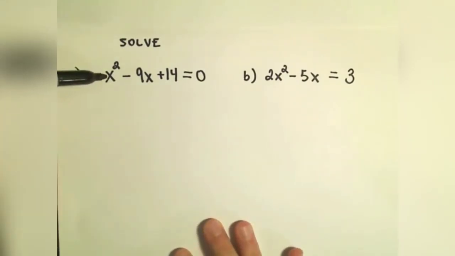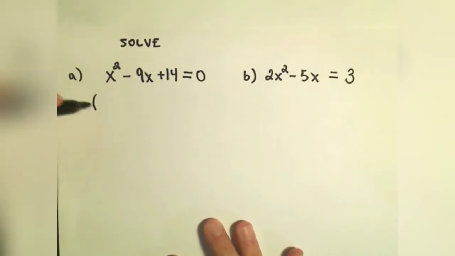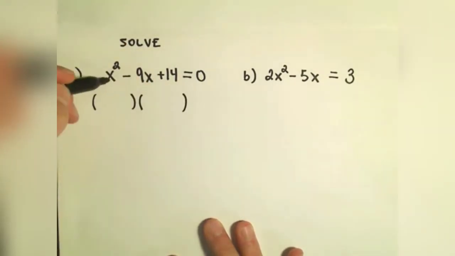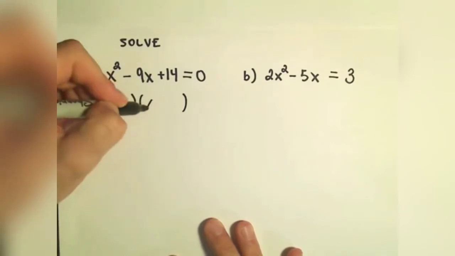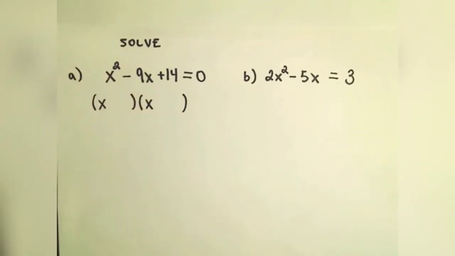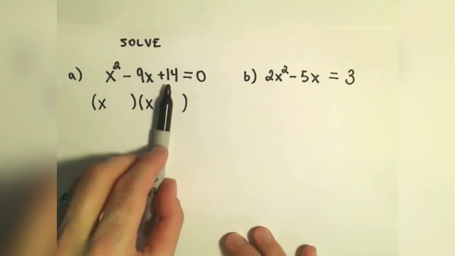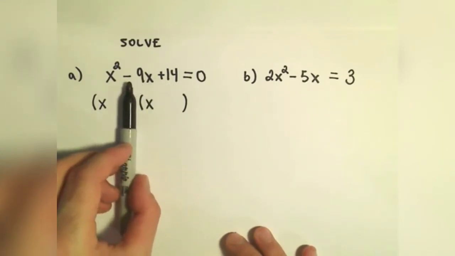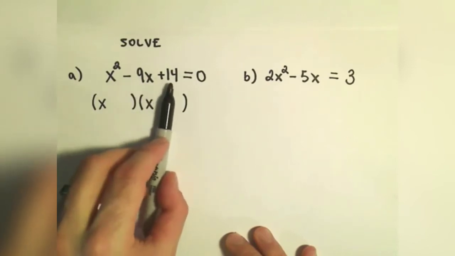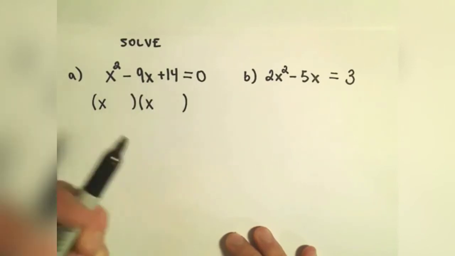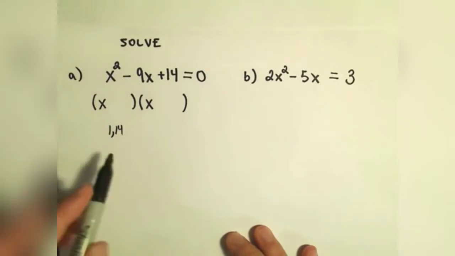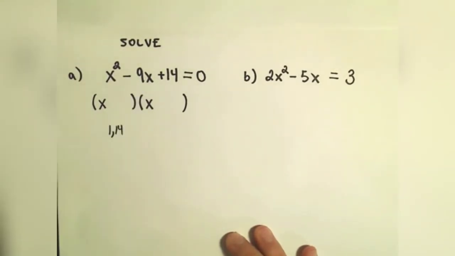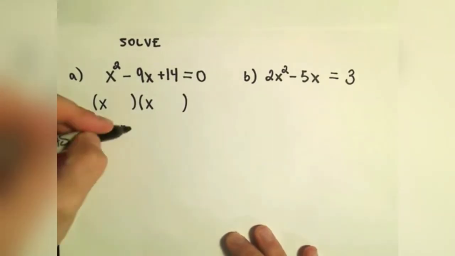And again, since the coefficient on the x squared is a 1, if it factors nicely with whole numbers, I think to get the x squared I would need an x and an x. And then I'm looking for two numbers that multiply to positive 14 but add up to negative 9. So I'm thinking about factors of 14 in my head. So, 1 and 14, well, I don't see how I can add or subtract or do anything with that to get a negative 9. So I don't think that pair is going to work.